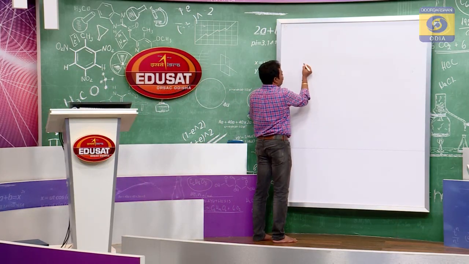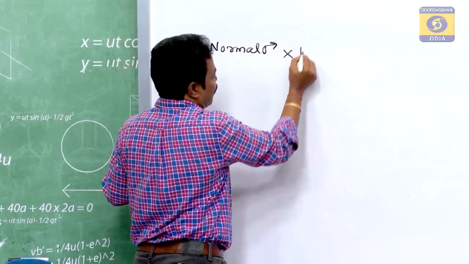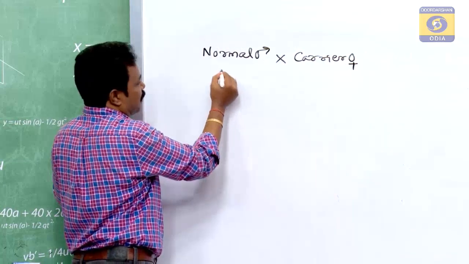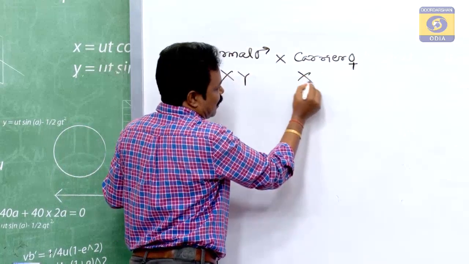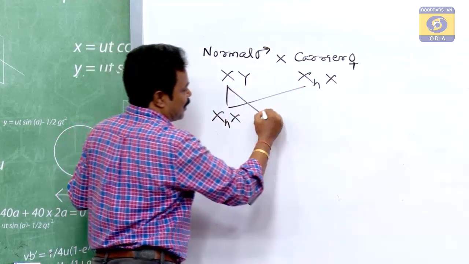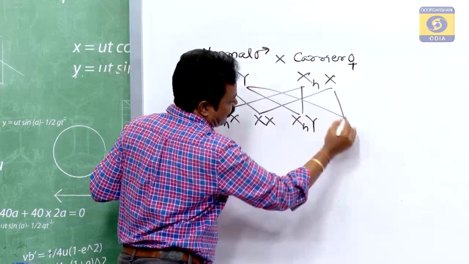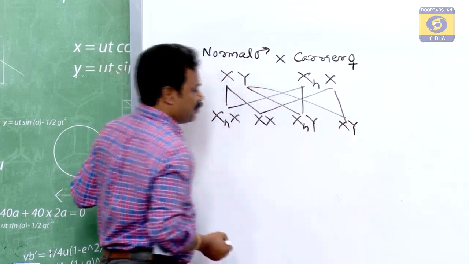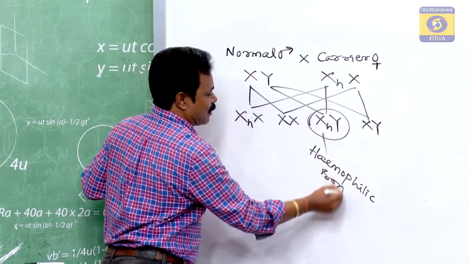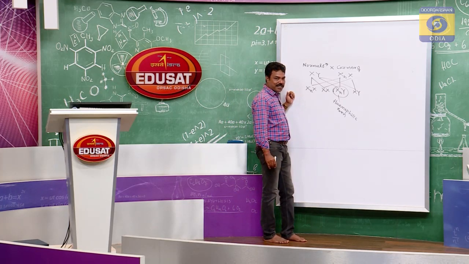Let us see the next cross. This is the marriage between a normal male and a carrier female: XY with XHX. The offspring are XHX, XX, XHY and XY, a hemophilic son. Now the question comes: what percentage of sons are hemophilic, what percentage of daughters are hemophilic, what percentage of offspring are hemophilic?